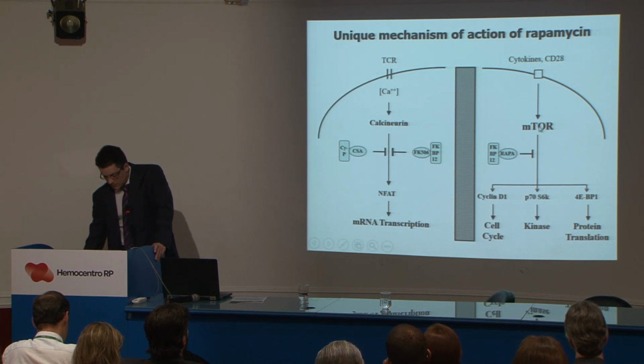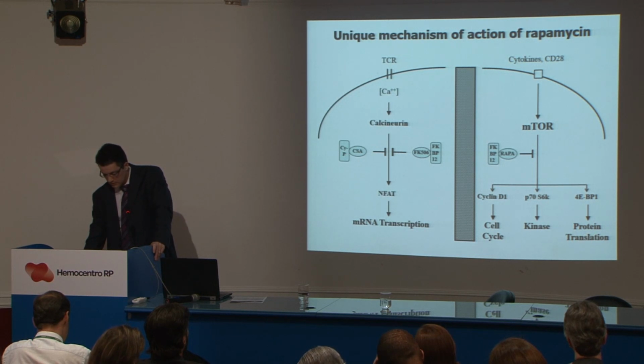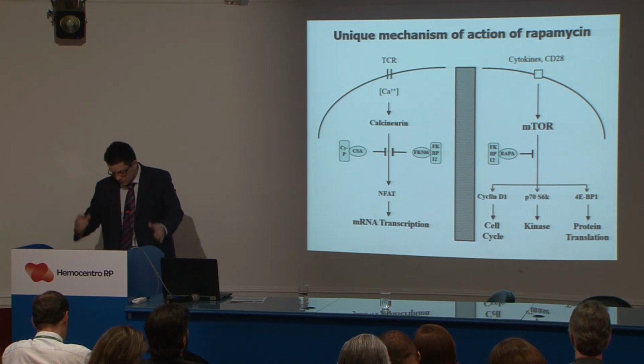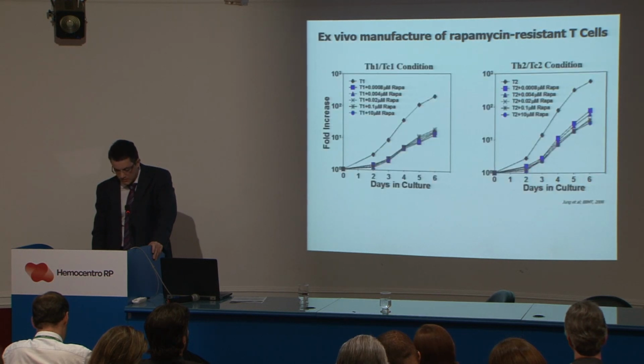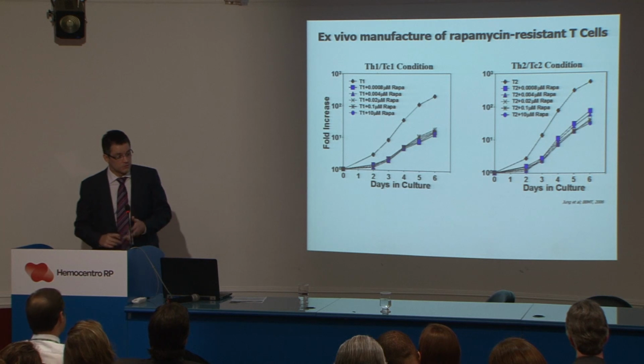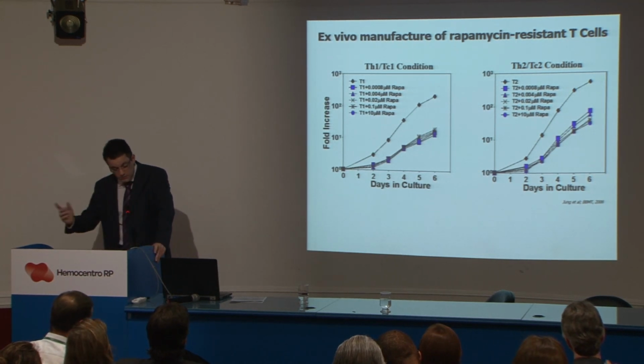If I block mTOR, the consequence of that will be cell cycle arrest, normally in G1 phase, some in S phase. I have a low synthesis of kinase inside the cells, and also I have less protein translation. So this will be the global effect in my cells. But if I put rapamycin in my culture, this could be anti-proliferative and I could kill all the cells. But no, that's not true.